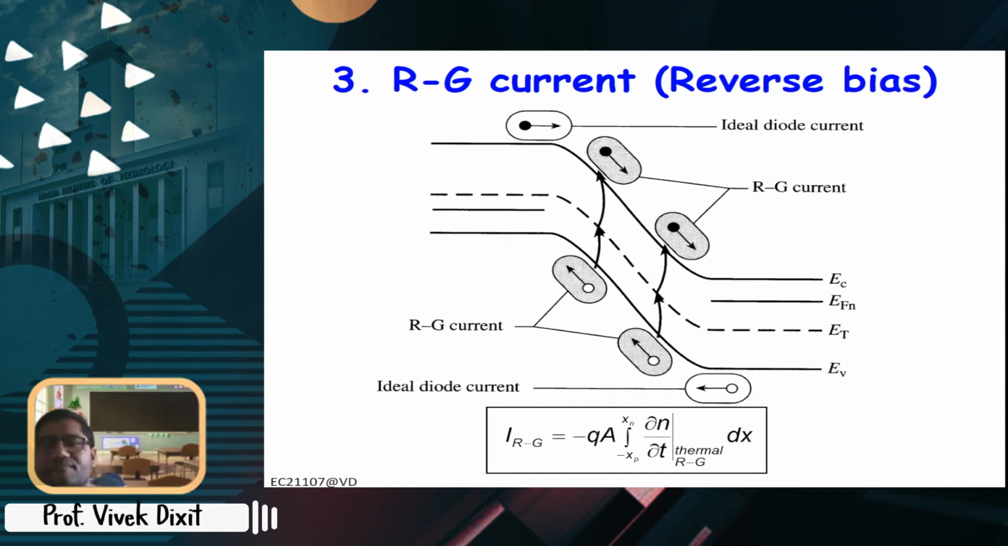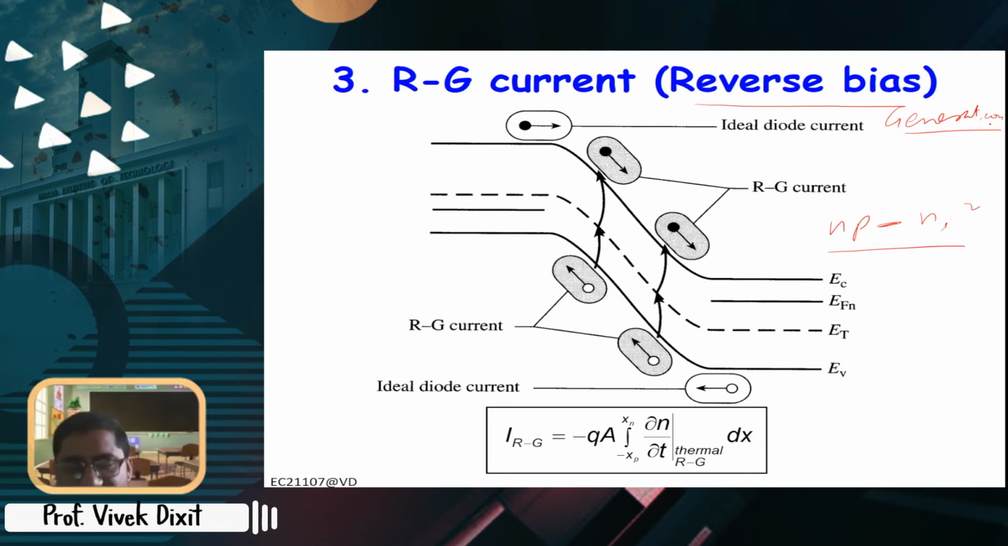Now let us discuss the third case, generation recombination current under reverse bias. So far we assumed that there is no generation recombination here. Now let us discuss the reverse bias, then we will discuss the forward bias. In case of reverse bias, carriers are less in concentration here. So that means np product is less than n_i squared. So np minus n_i squared is negative. That means there will be net generation. So in reverse bias, you will have generation current.